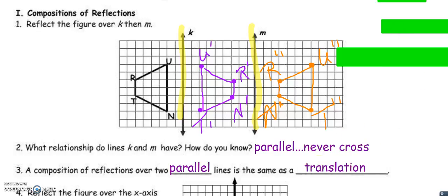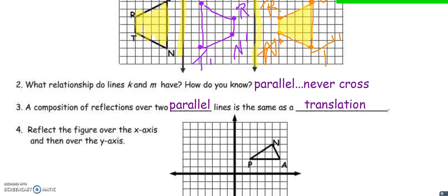And the way you know this is if you look at the shape, the way the original one points, and compare that to the final one, you see that it's the same shape, and the small n is on the left for both of them. It's like you just slid it along the graph. So a composition of reflections over two parallel lines is the same as a translation.